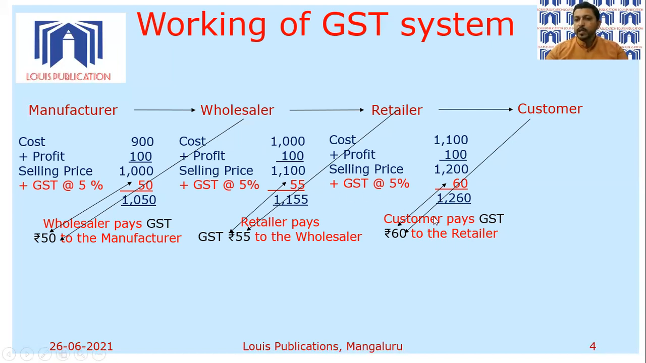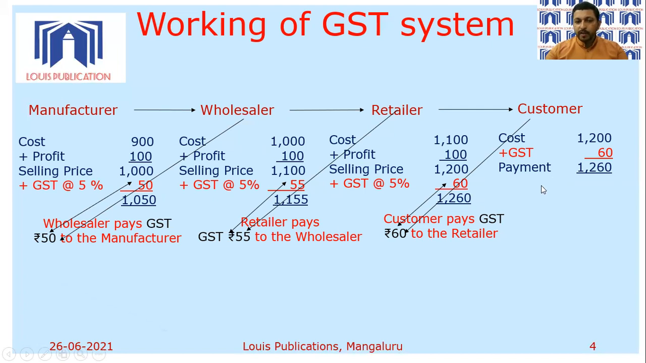So overall, we say the customer is going to pay 1,200 rupees the cost, and a total of 60 rupees the GST amount, the customer is going to pay to the retailer. So from the retailer's point of view, this 60 rupees becomes output tax, because this is the tax collected by the retailer on outward supply of goods.